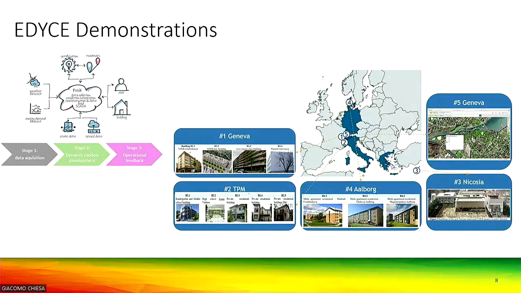Now, the last slide is illustrating the demonstration cases that we have in our project. We have demonstrations from north to the south of Europe. The most northern demonstrations are in Denmark. Then we have several demonstration cases located in, I would say, South Central Europe, Switzerland and Italy. And then we have a southern demonstration in Cyprus, in Nicosia.